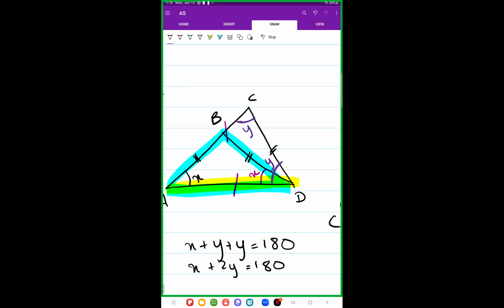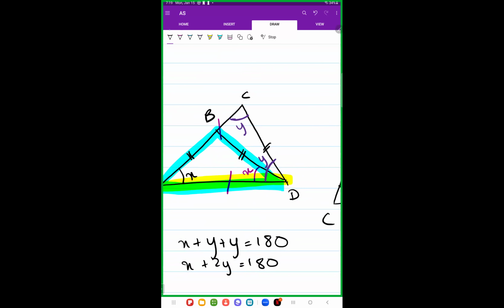And they are also telling you that this and this are equal. This one and this one. These are equal, right? BD and CD. Yes. So this is y. This would also be y.